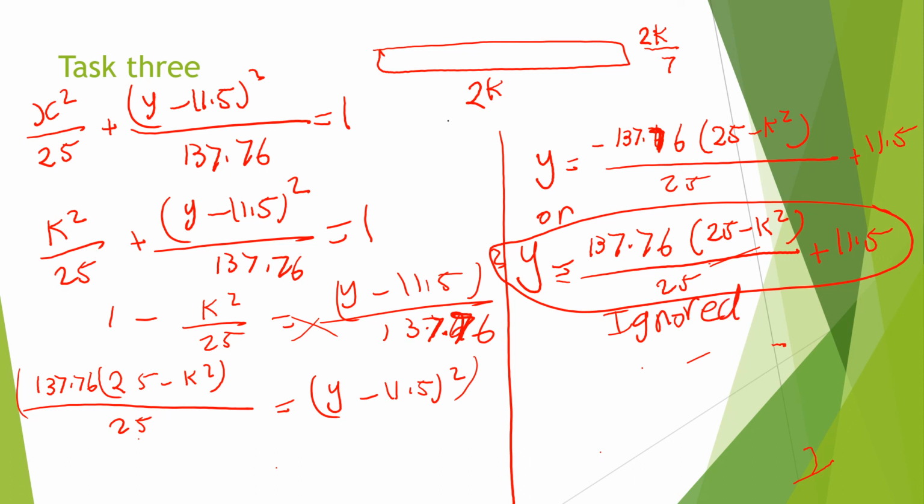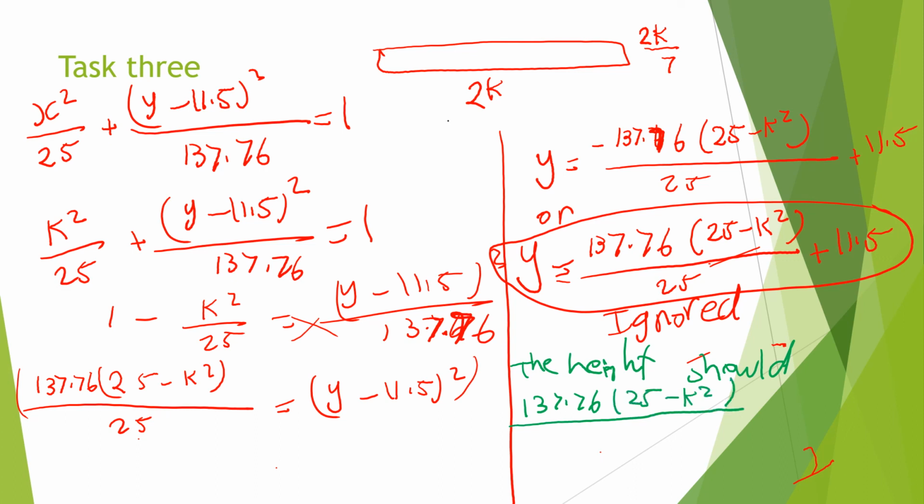Same reason as before. So the final answer, the height of the liquid, should be all of this plus the 2k over 7. Now you can expand, rearrange, expand and simplify as you wish.